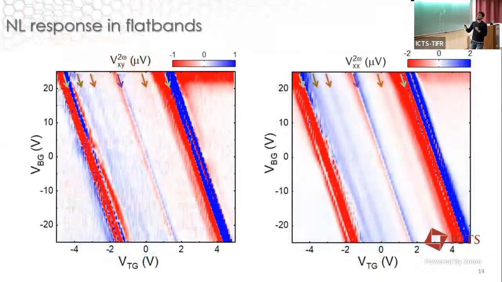What was interesting is that when we look at the XY and XX 2-omega components, we see a very similar phase space. You see high values of this nonlinear transport at the charge neutrality point, at nu equals plus minus 4, and even at these different integer fillings. So the first thing we wanted to do is to know how these different contributions are actually affecting it.